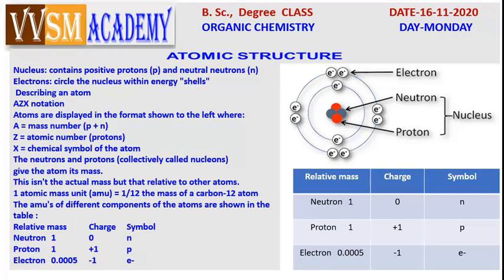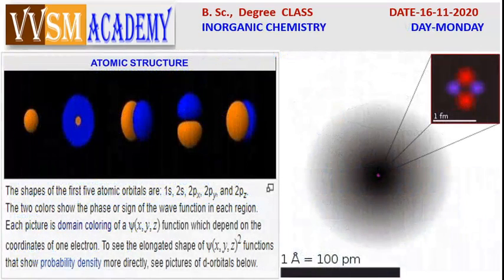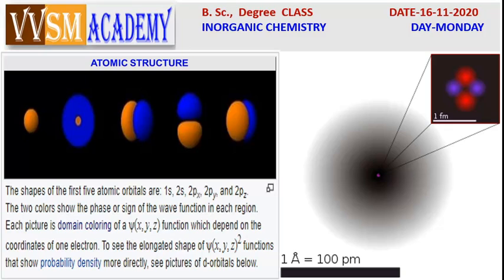Now coming to the other important thing, as I told you, the distribution of electrons in different orbitals: K, L, M, N, O, etc. The first orbital K, the second orbital L, and the third orbital M, like this. So the distribution of electrons in different orbitals, and the shapes of the atomic orbitals: this is the S orbital, S shell. This is the SP shell. This is the SPD shell. And this is the SPDF shell, like this. SPDF, you know, 1s, 2s, 2px, 2py, 2pz. The two colors show the phase or the sign of the wave function in each region.